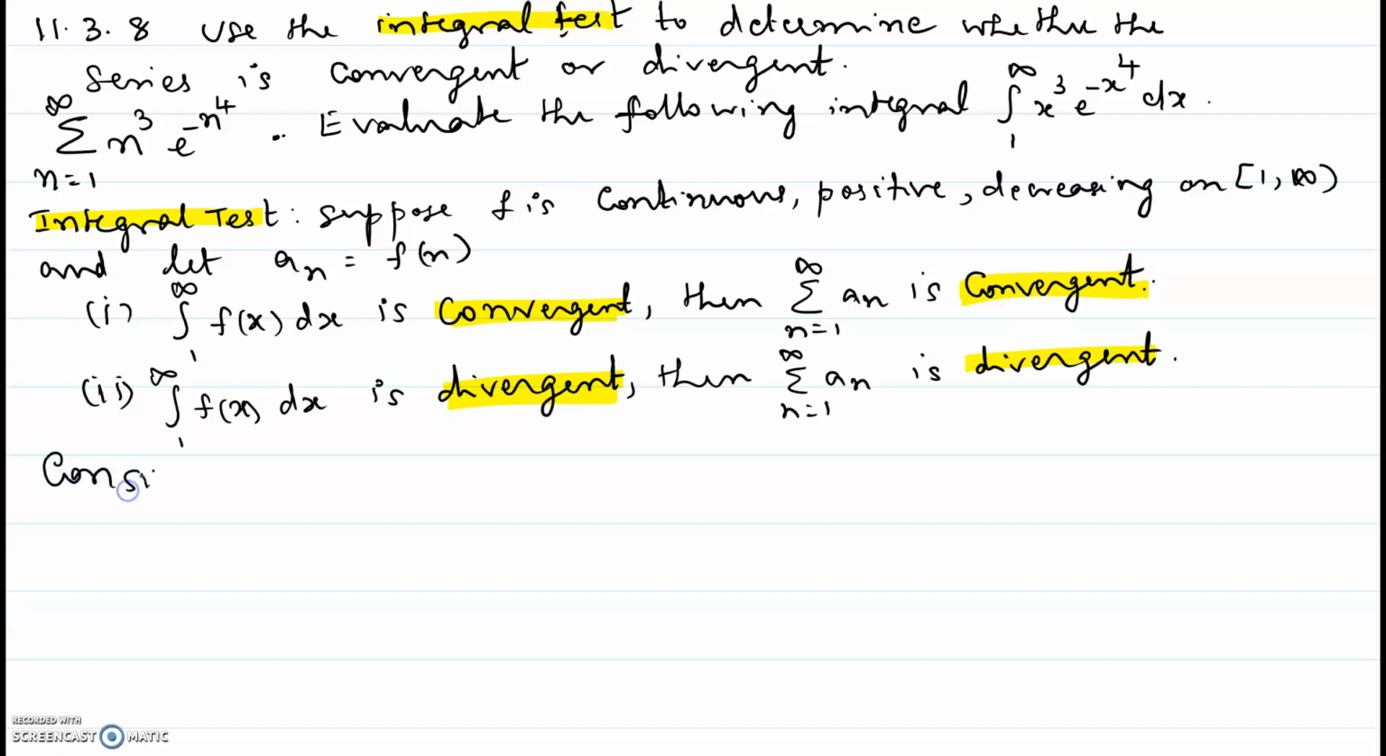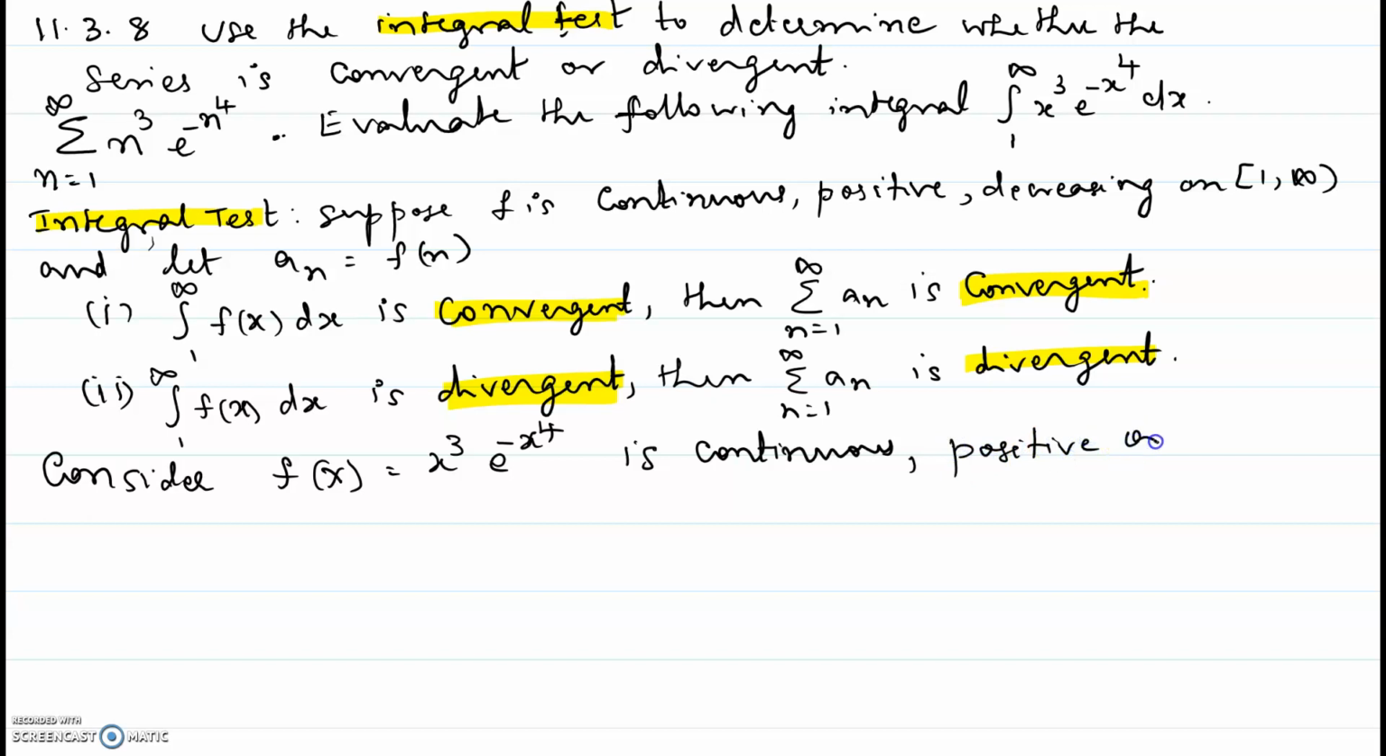Consider the function relating to the series, which is f of x equal to x cubed e to the negative x to the power 4. In other words, instead of n, we are taking the variable x here, so we are creating a function f of x. This function is continuous because it's a polynomial and exponential combination. It's continuous and positive on the interval 1 through infinity.